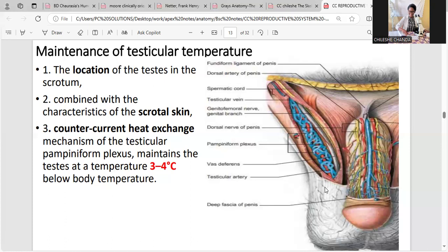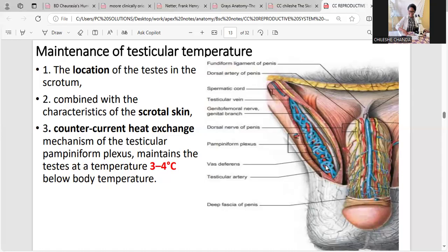The other thing that you're going to notice is that there is a muscle. That muscle, we're going to look at it. We have a muscle that helps to pull up the testes when it is cold, and when it is hot, it relaxes and allows the testes to be further away from the body.